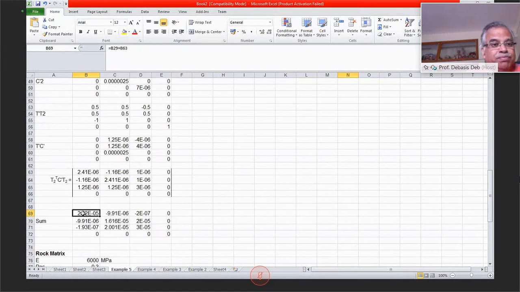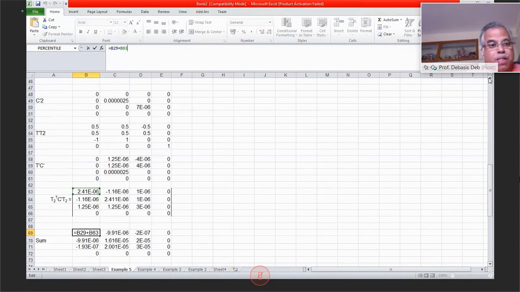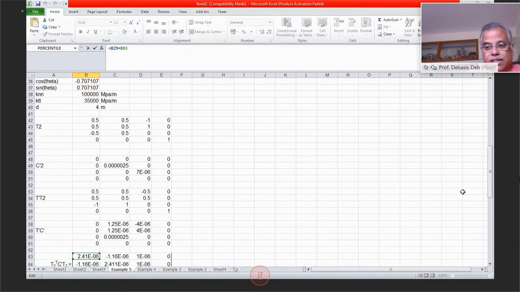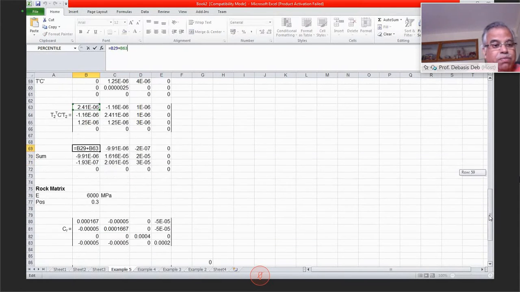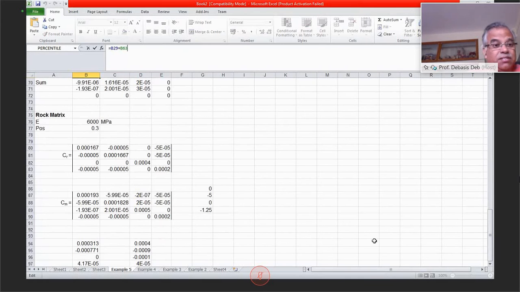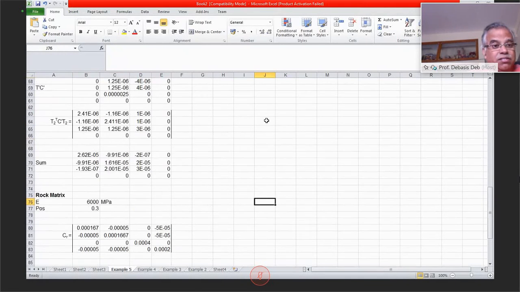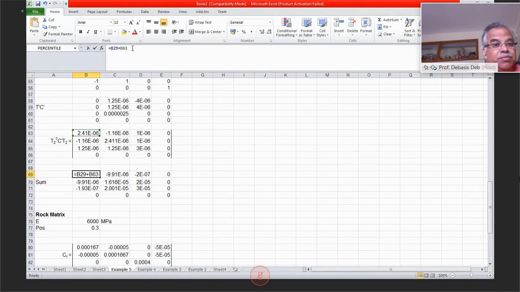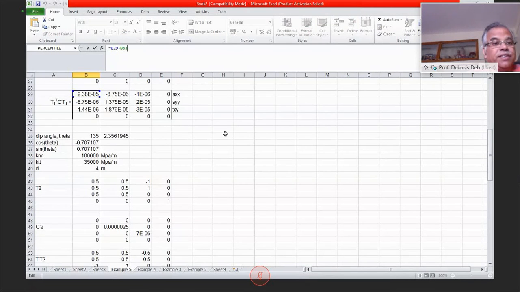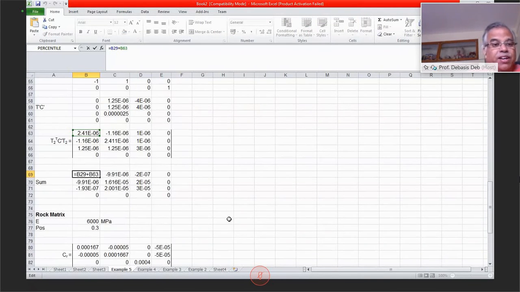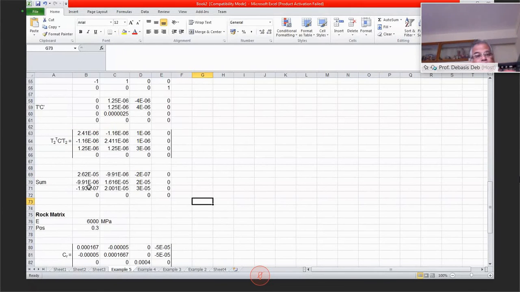Now if you do the sum, this plus what was above, adding both of these we get the total joint compliance, that means C. This is C1 plus C2, so this is the total joint compliance for both the joints.